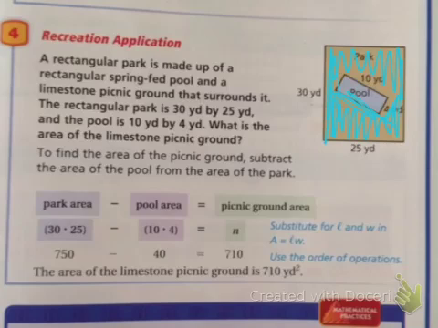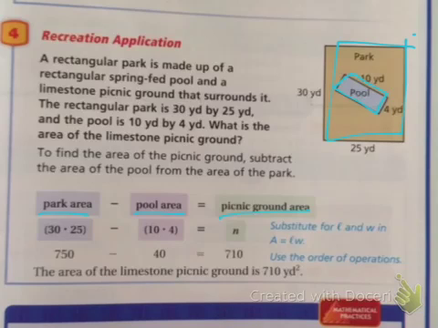So using our number sense and logical thinking, I'm going to need to find the area of the big outline, minus the area of the pool. I'm going to have to do both of those, and then what's left is going to be the area of this limestone picnic ground. So if you see the formula they have: park area minus pool area equals picnic ground area, that brown patch.